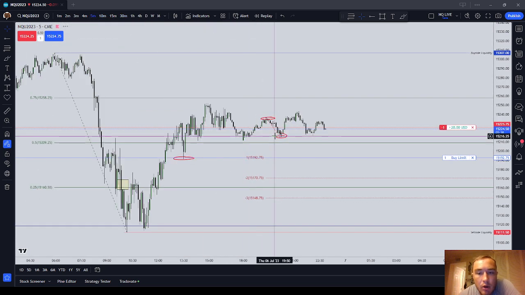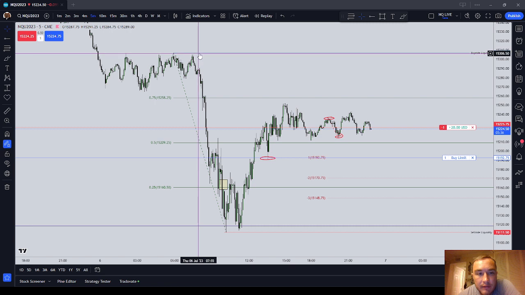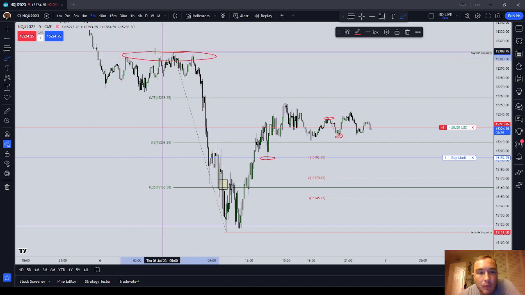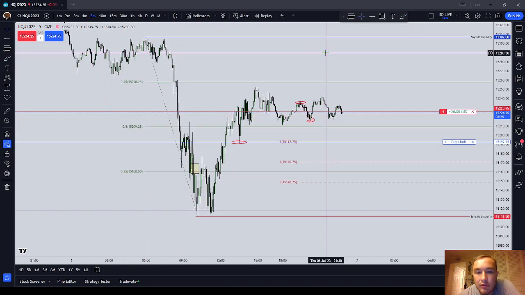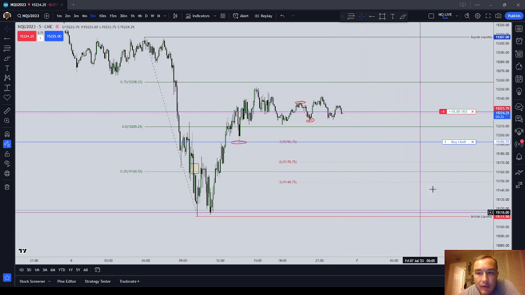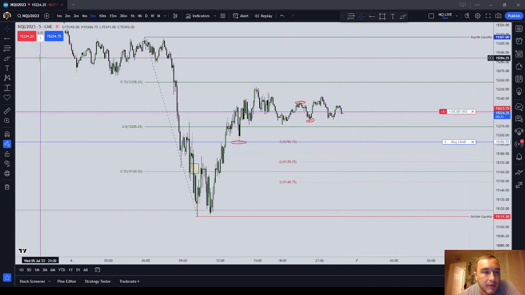Now, any arguments for higher? I mean, obviously we've got these equal highs up here that are kind of looking juicy, buy side liquidity, but I think that this is going to be saved for tomorrow. I don't think they're going to run that during the electronic session. I think they're going to run us down and then non-farm payrolls back up. It's kind of my thinking.